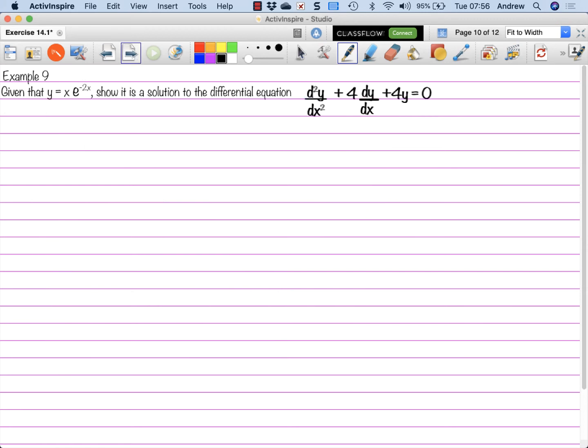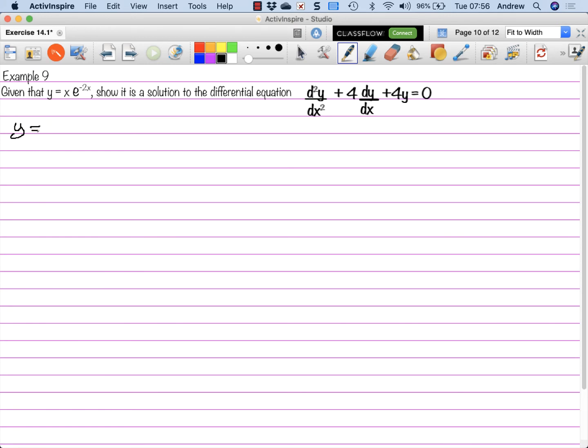Now we're coming to the hardest example, which is example number 9. This is called a differential equation because it contains differentiation within it. And we are going to have to calculate what dy/dx is, then d2y/dx squared is, sub it all in, and show that it's equal to 0. So the first thing we're going to do is write down what y is equal to.